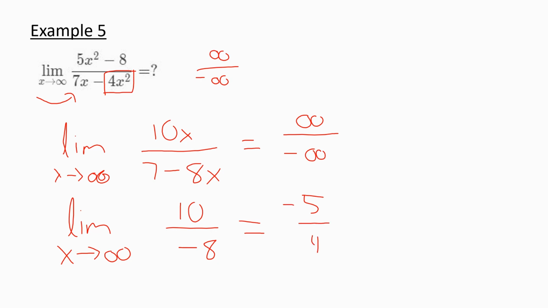So after we actually had to use L'Hopital's rule twice, we can say that the limit as x approaches infinity of the function is negative 5 divided by 4.